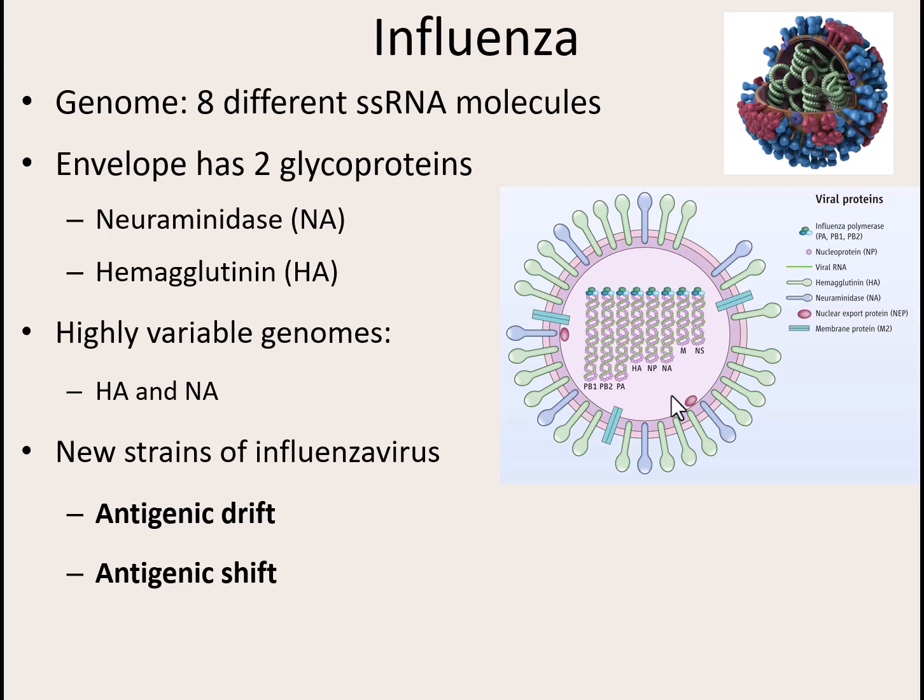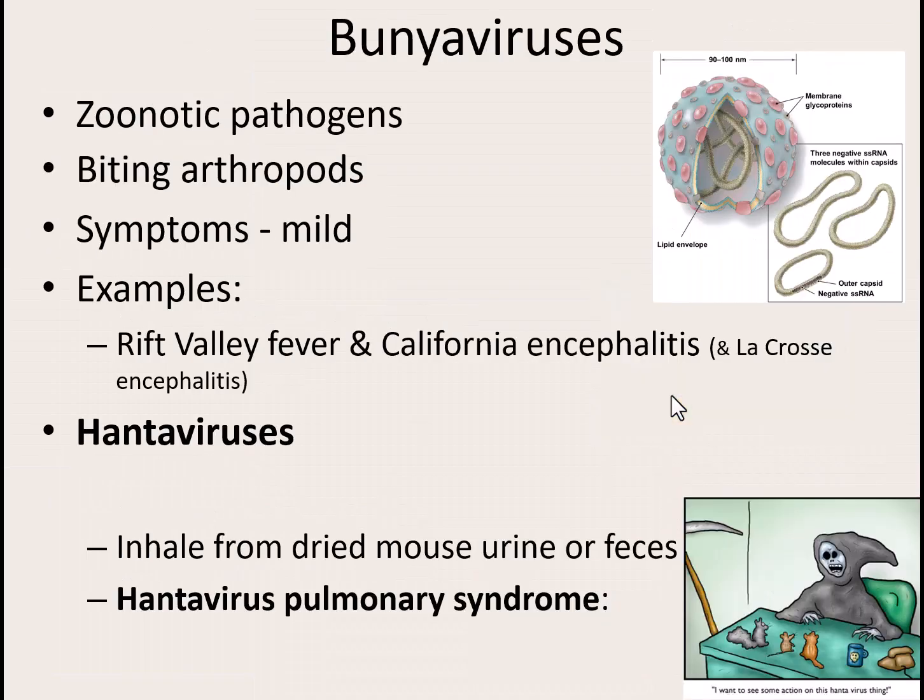Now, the bunyaviruses are usually zoonotic diseases, so they usually affect a lot of animals, and then we don't really care about them. Our problem is that an insect, a mosquito or a tick or a biting fly, can bite those animals, then bite us, and then spread them. Most of the viruses in this group usually cause mild symptoms, fever, encephalitis, not always deadly, but it can cause encephalitis. Some examples: Rift Valley fever, if you're traveling, California encephalitis, our very own La Crosse encephalitis.